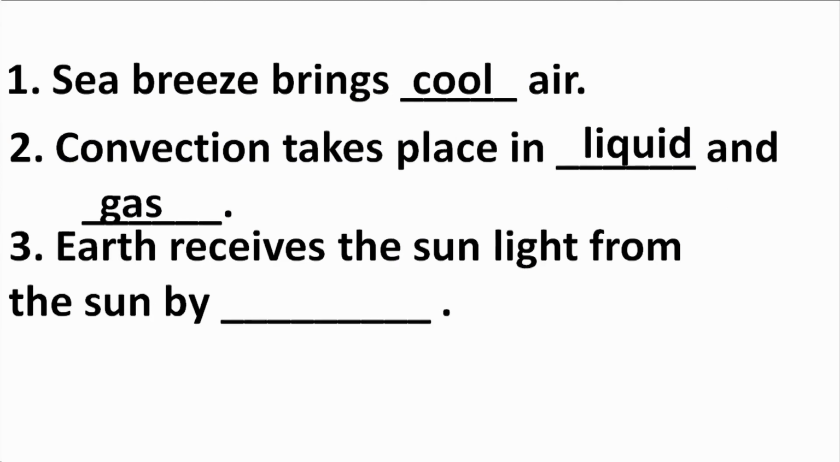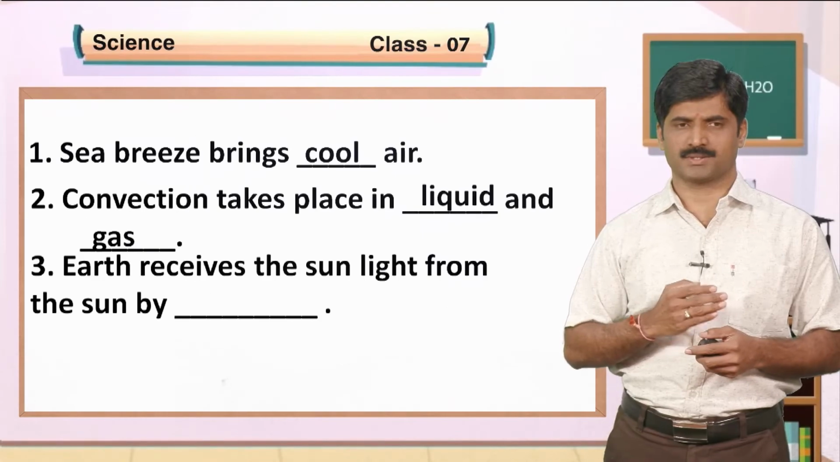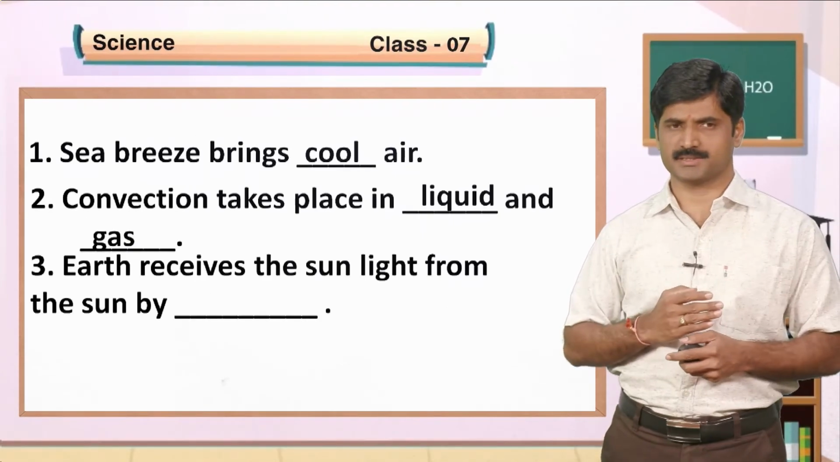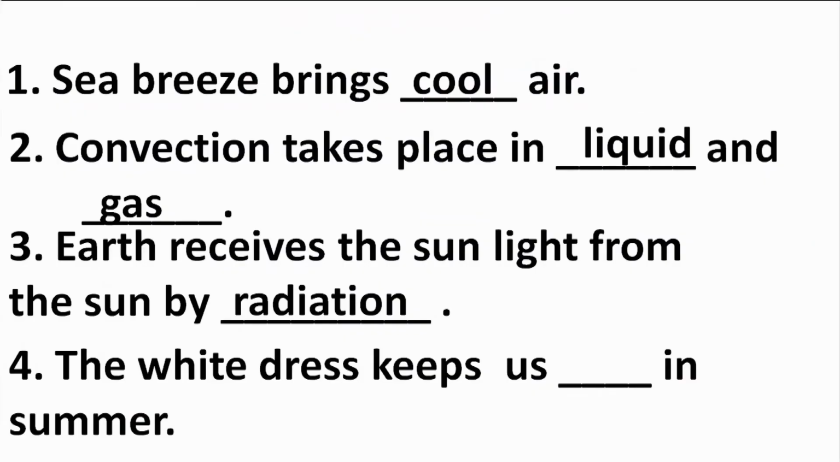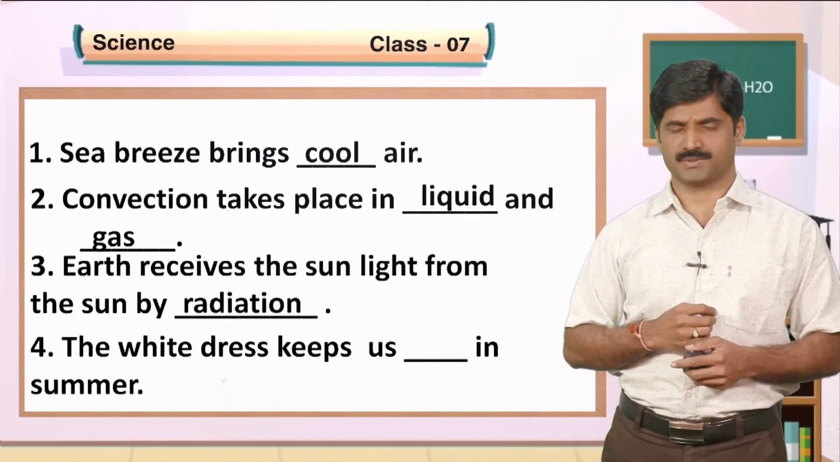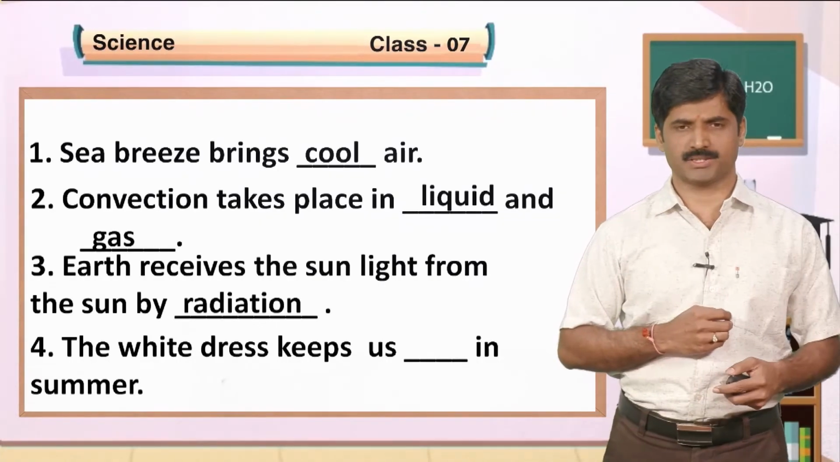Third question is, Earth receives the sunlight from the sun by? Yes, you are right, it is radiation. Fourth question, the white dress keeps us dash in summer. Yes, you are right, it is cool.